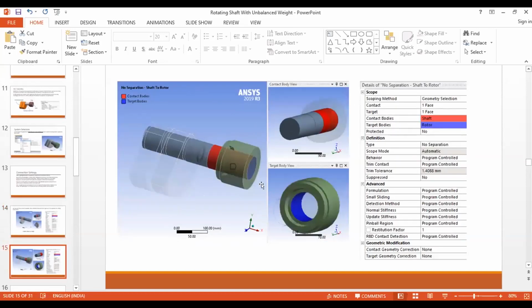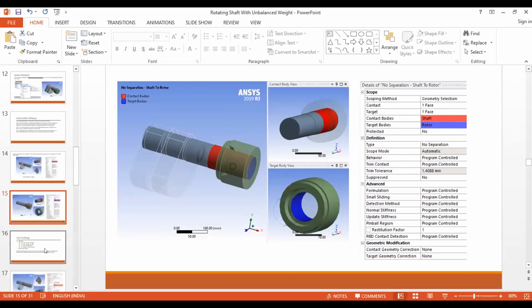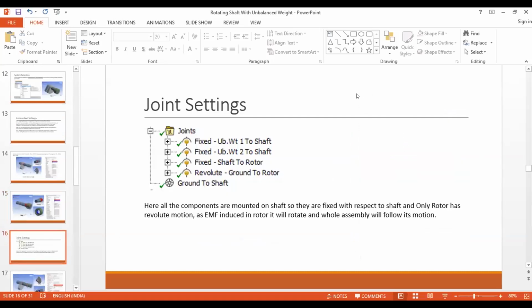Same process for our rotor and shaft. Contact side bodies set to shaft. Race settings are the same. So, further moving on to joint settings.